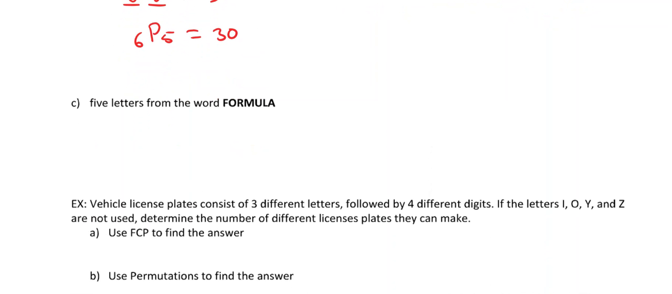Okay, I'm just going to jump down to the last one here too. So 5 letters from the word formula. All right, so this is just going to be the same thing as 7P5, 7 pick 5. So that's 2,520.